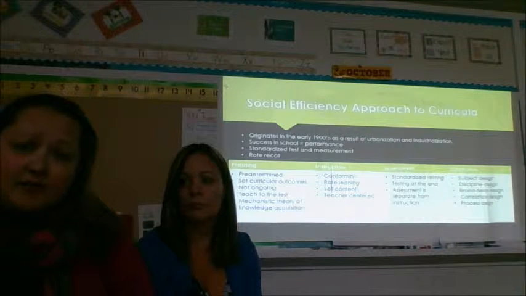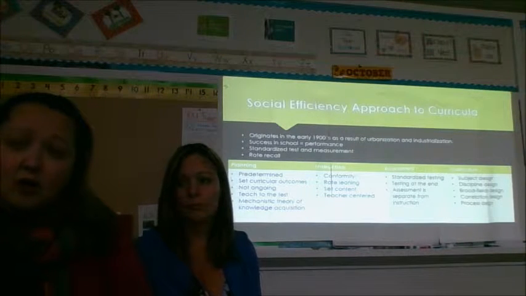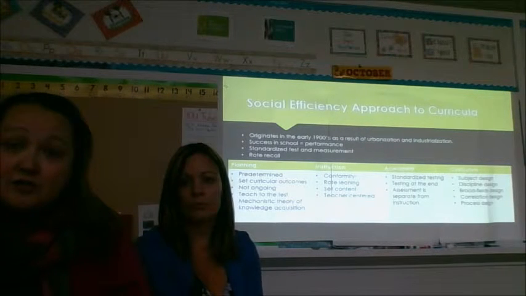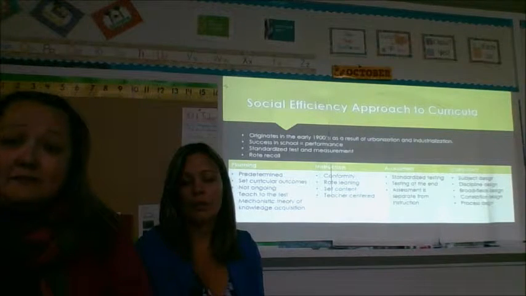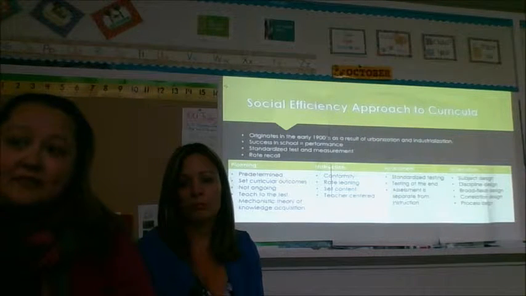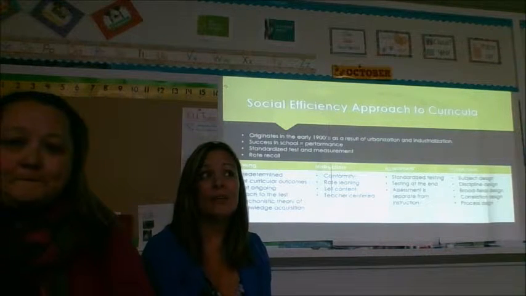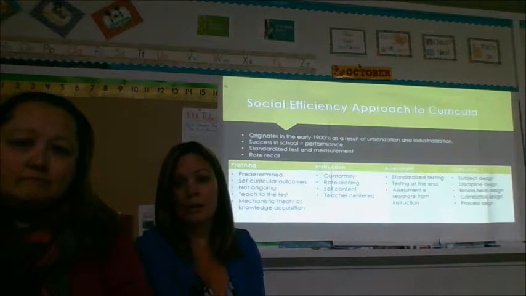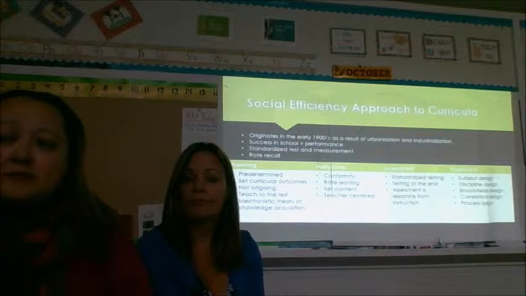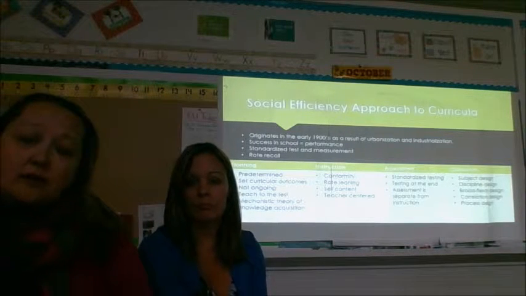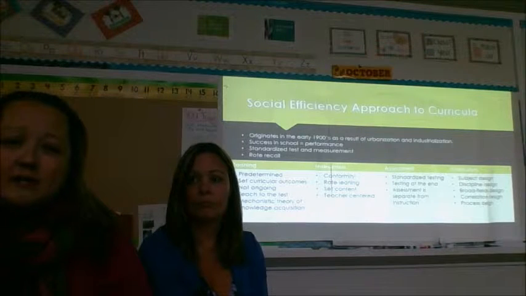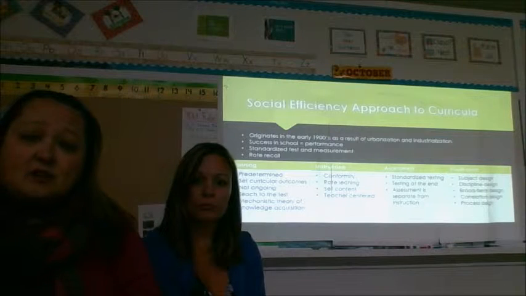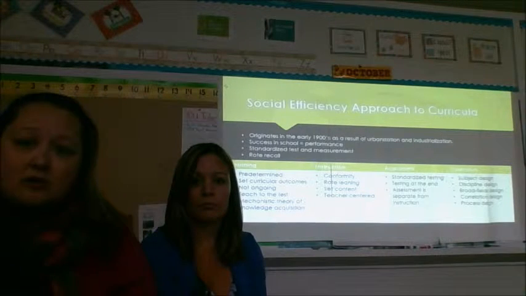Testing was done at the end of a unit, so all of the knowledge was imparted to the students. They were expected to memorize it and then regurgitate it for a test at the end. And this was considered a true assessment of what they had learned. Which was kind of like what we were reading, the product rather than the process. Right. And the assessment was considered very separate from the instruction. So no assessment was conducted throughout the process of teaching, but instead relied heavily on the end result, which was the test.